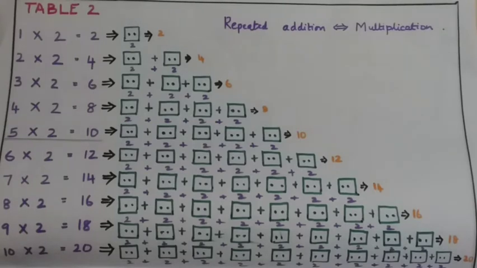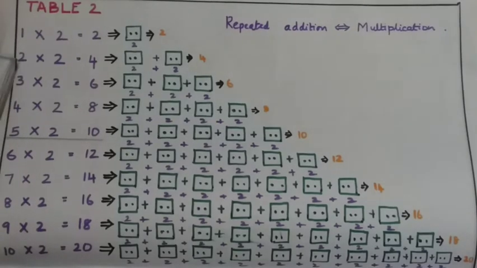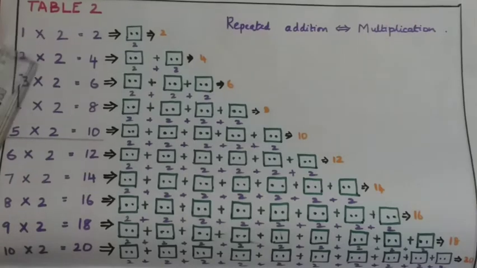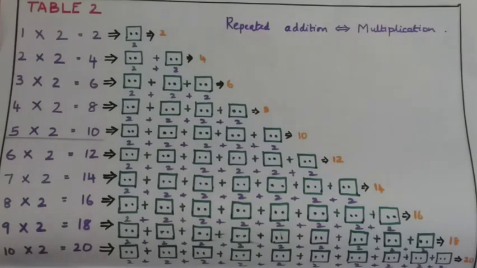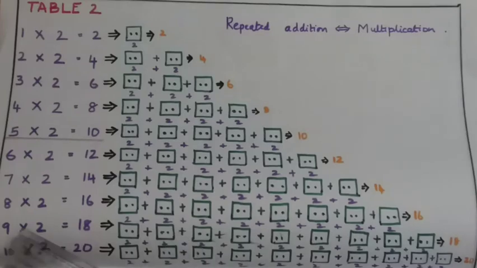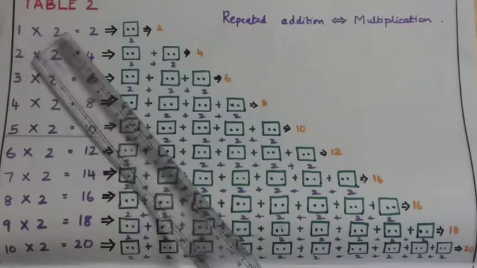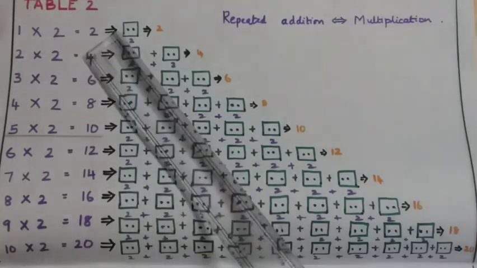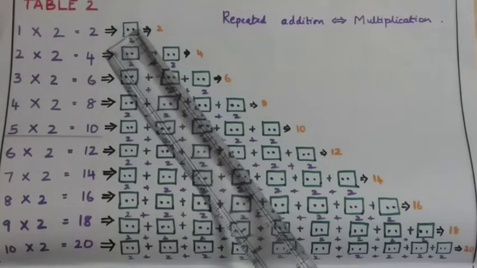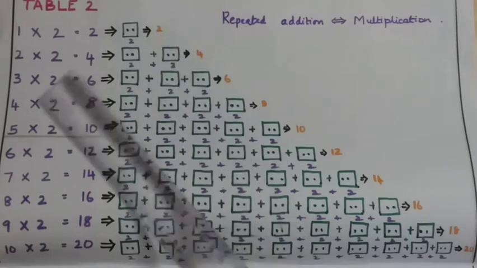Now let's move to table 2. First, let's make the kids understand how the results of table 2 are obtained, and then we can move to the hints and tricks for making them memorize table 2 easily. So if you look at the first row, 1 2s are 2, which means there is a group with 2 items in the group. So the answer is 2.